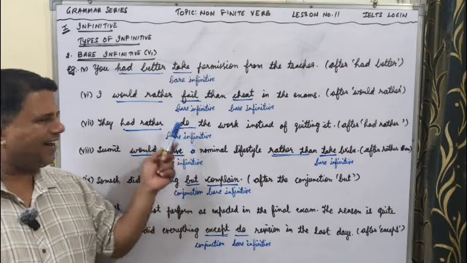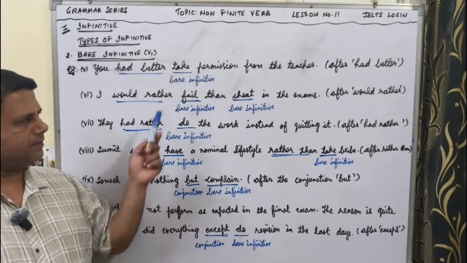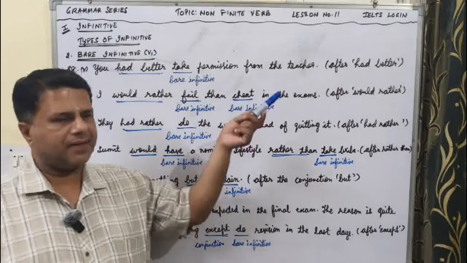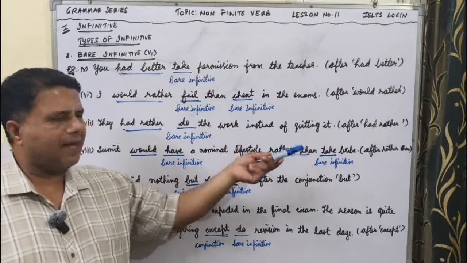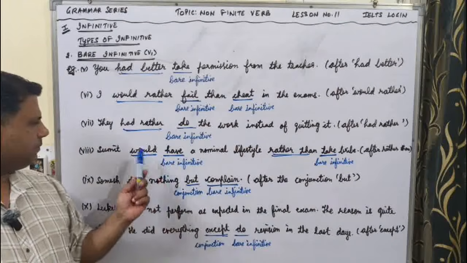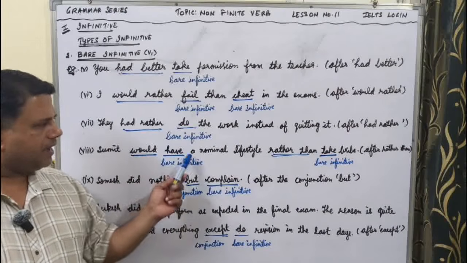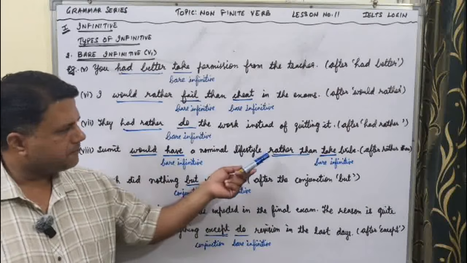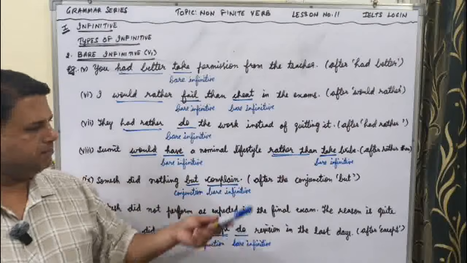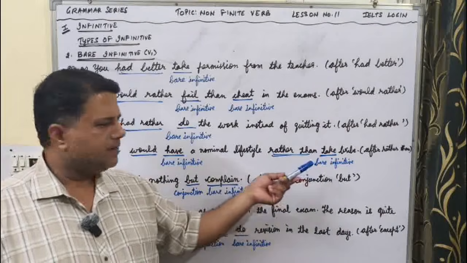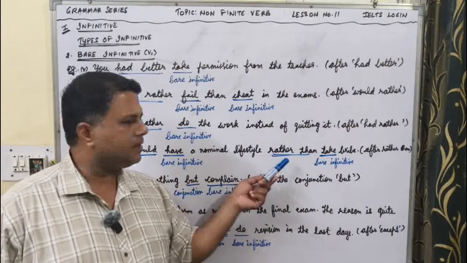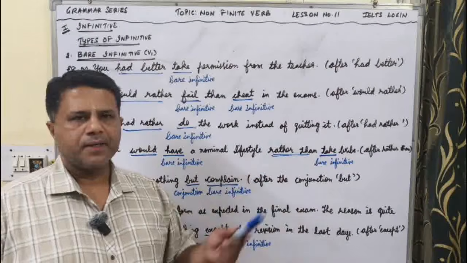This is used after the expression had better. So 3 examples after had better, would rather, had rather. Now the next example, Sumit would rather have a nominal lifestyle rather than take bribe. So take is bare infinitive. It is used after the expression rather than.